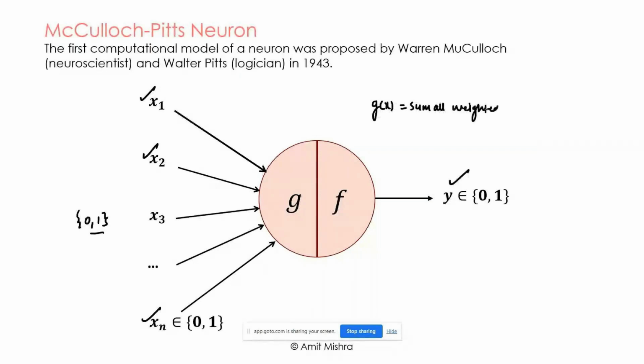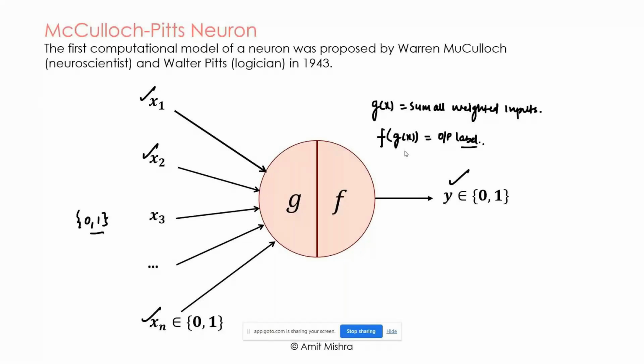And what is f? f of g of x. We write it like that. We take f of g of x, which will return the output label. That will give you either a 0 value or a 1 value. So f of g of x will be either 0 or 1, and g of x will be your sum of input data. Let's see the equations.